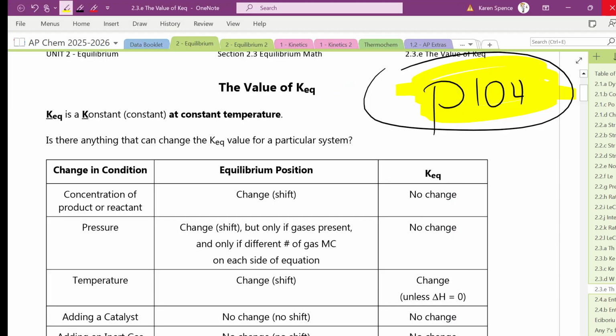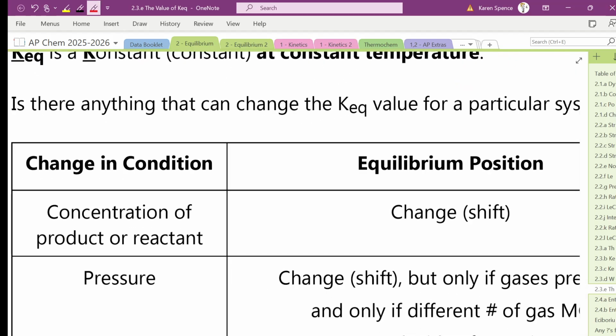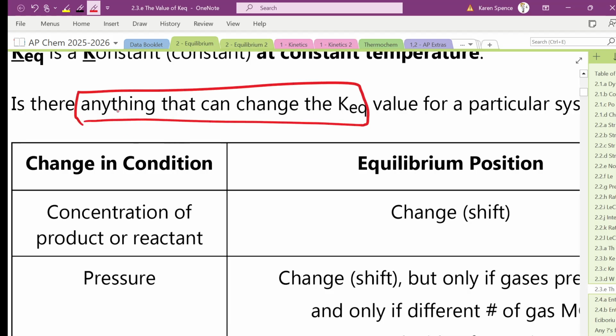All right, so I think we actually know most of the stuff in this little section here, 2.3e. K, of course, is a constant, and we're just going to look at it. Is there anything that can change the KEQ? If it is constant, is there anything that can change the KEQ? Do you guys know the answer? Temperature, and that is it, okay?